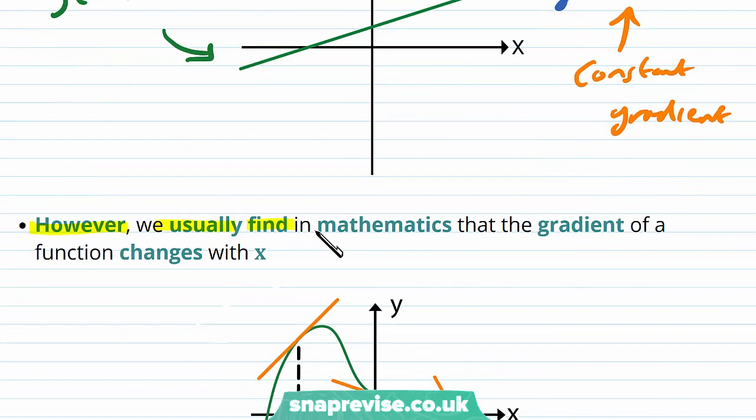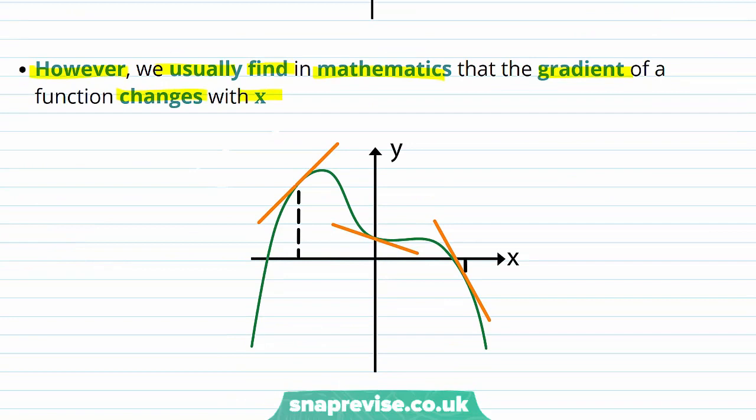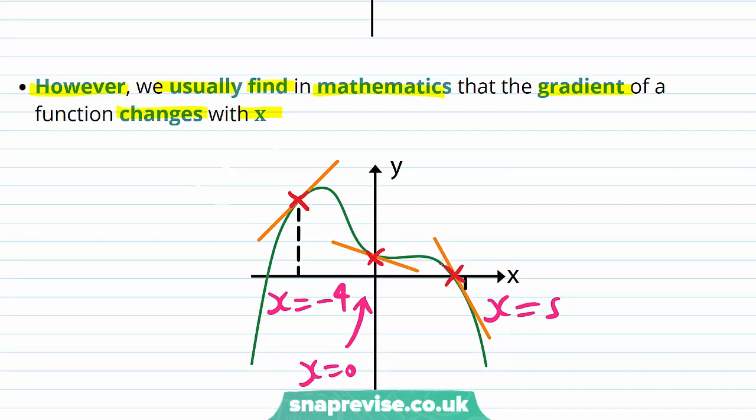However, we usually find in mathematics the gradient of a function changes with x. So if we consider different x values, say here at x equals minus 4, here at x equals 0, and up here at x equals 5, then we will find the gradient at each of the corresponding points on the curve; the gradient is changing with x.